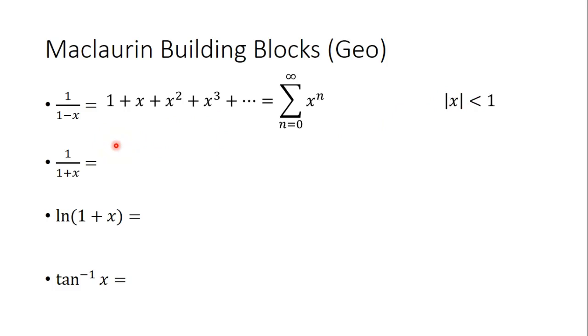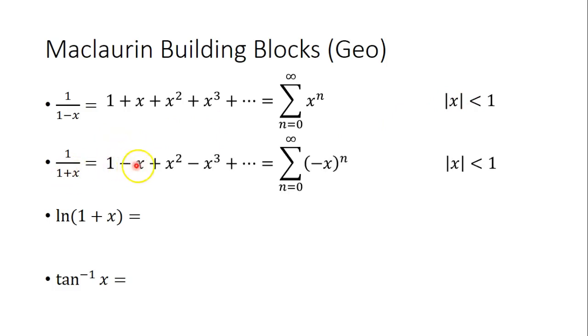1 over 1 plus x is also similar, it just alternates, right? Because our r is negative x. So we've seen these two series a lot, which is why I'm not spending a ton of time on them. Right, so we have 1 minus x plus x squared minus x cubed, etc., etc. That's just the sum of negative x to the n. You can also do negative 1 to the n times x to the n. Either way is fine. As long as you generate the series, I don't care how you do it. Also good for absolute value of x less than 1.